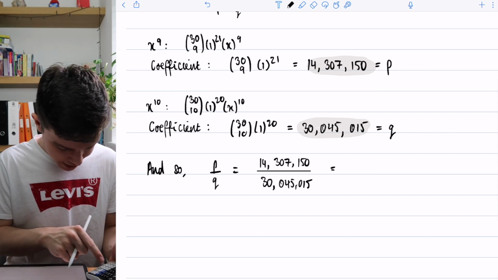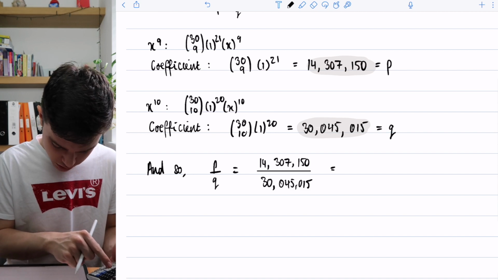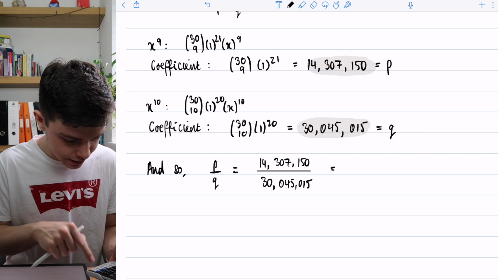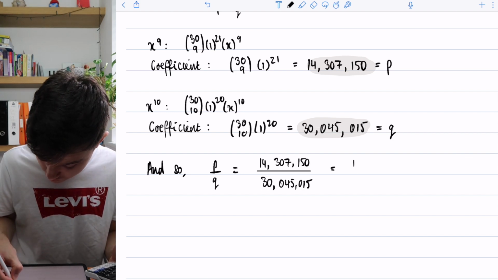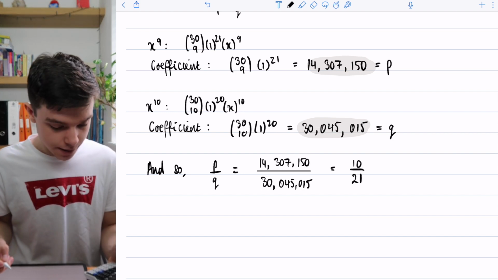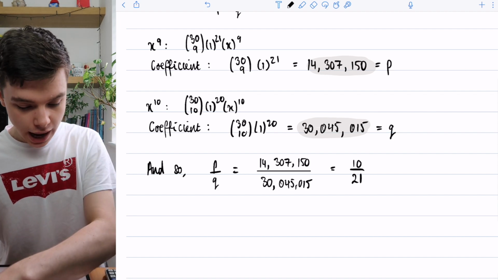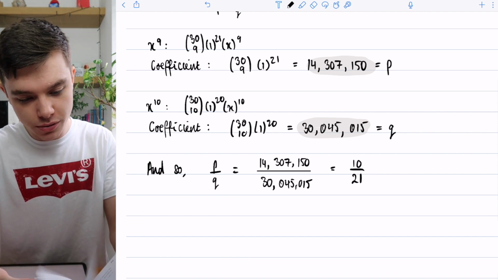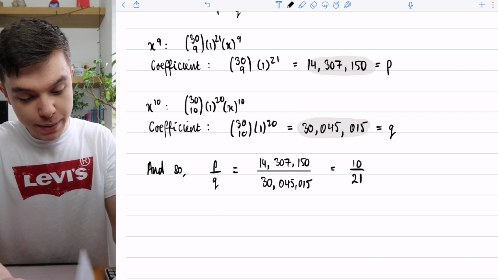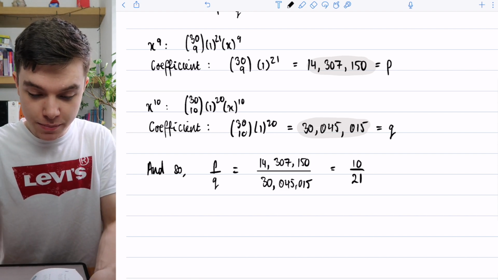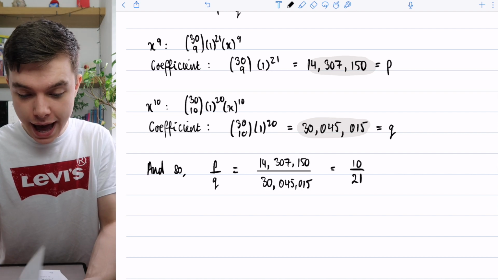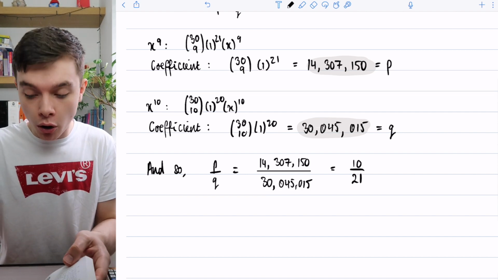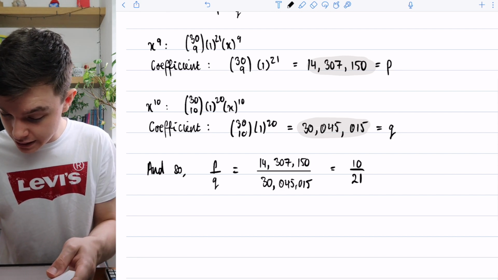Now, let's type that into our calculator. 14,307,150 divided by 30,045,015. Let's double check that is correct. It is. That gives us 10 divided by 21. Now, I just want to check that is correct on the back of the book. Because when you have big questions like this and you're typing them into calculators, it can quite easily get a little bit wrong, because you can type the answer in incorrectly.